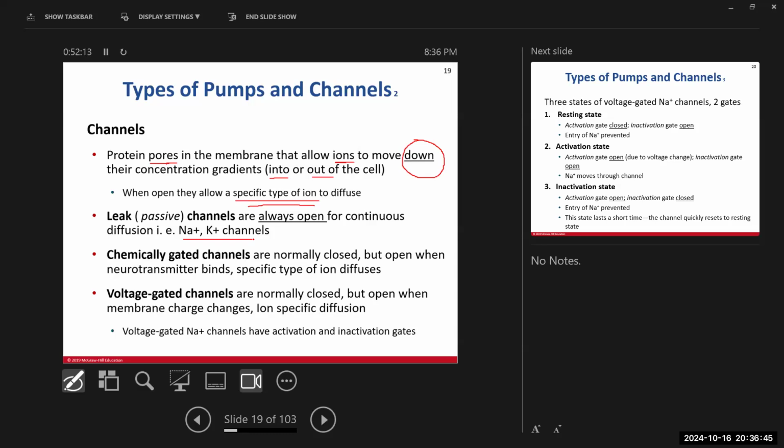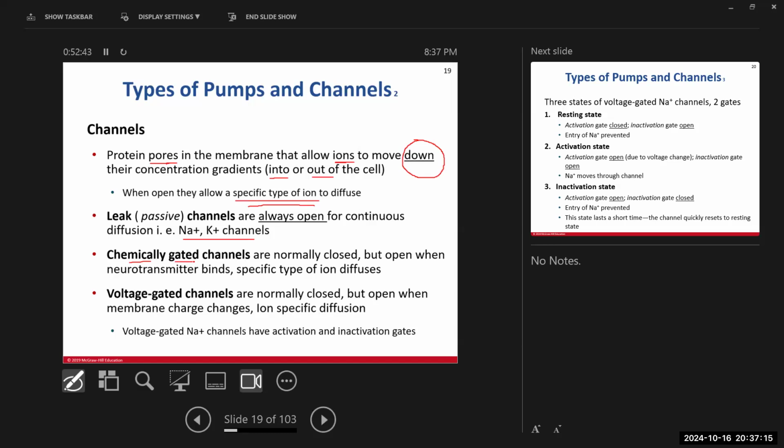All right, the next channel is called a chemically gated channel. Two things here I want to draw your attention to: chemically and gated. Let's do the easy one first. Gated. There's a gate on this channel. So that means that this channel can be in one of two positions. Either it's open or closed. If the gate's closed, nothing's going through the channel. If the gate's open, stuff is moving through the channel.